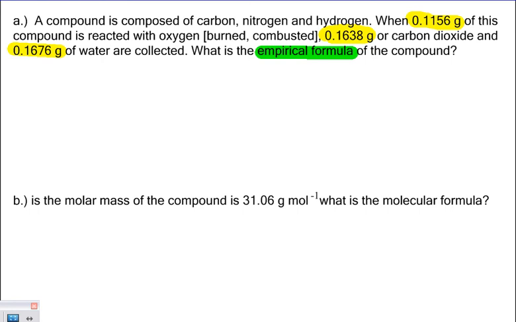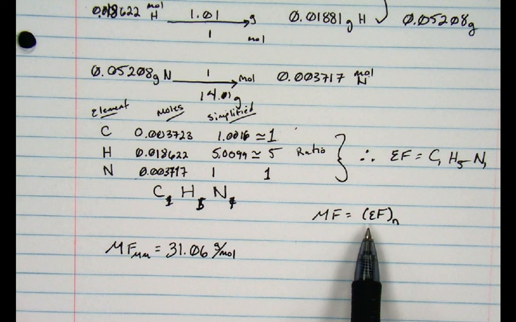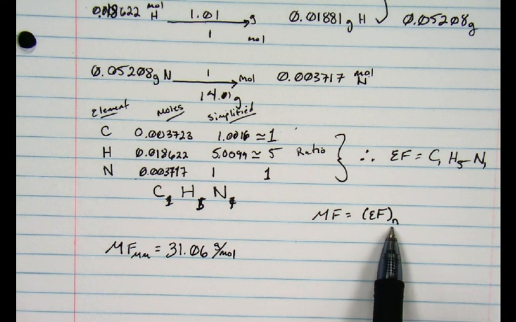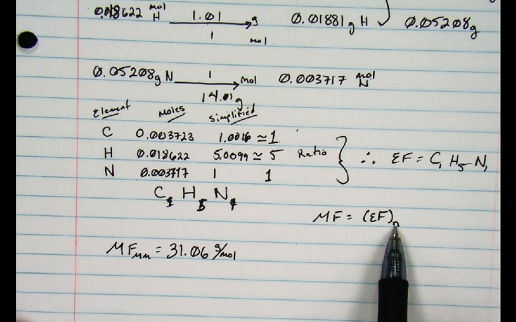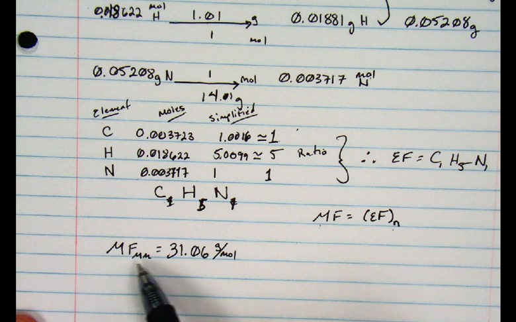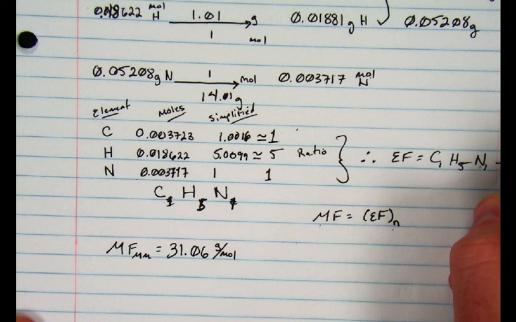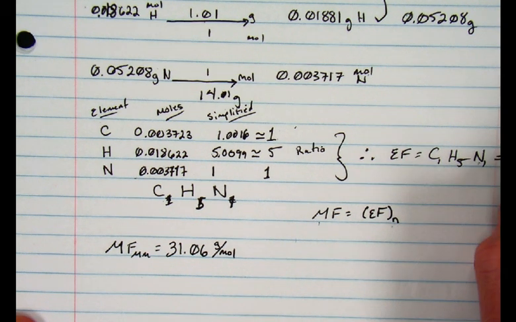Now, part B says the molar mass of the compound. So the actual molar mass of the compound is 31.06 grams per mole. What is the molecular formula? So again, highlight what we're given. We're given 31.01 grams per mole. So remember that the molecular formula is equal to the empirical formula times some integer, where this integer is going to be the molecular formula's molar mass divided by the empirical formula's molar mass, or the empirical mass. So what is the empirical mass of this formula?